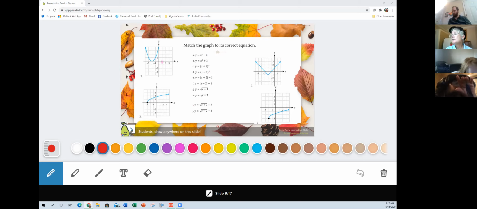It's been shifted to the left 2 units. Okay, left-right shifts always happen inside the parentheses. And inside the parentheses is always the opposite of what you would think. So this just shifted to the left 2. So you think it should be minus 2, but it's not. It's plus 2. So you're right. The right answer here should be y equals 2 times x plus 2 squared.